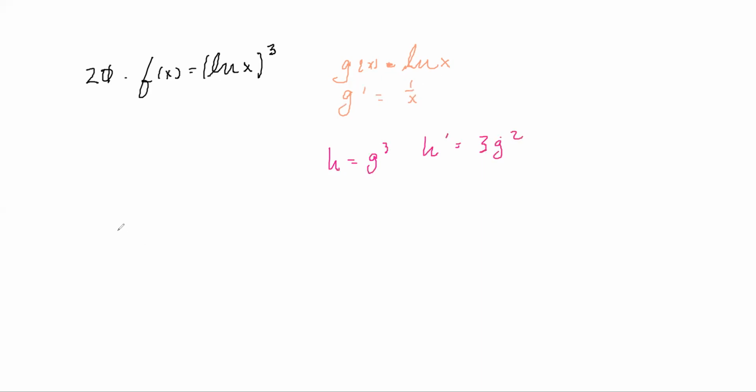So we put it together. We say that this is 3g squared, where g is equal to ln x, times 1 over x. So my final answer looks like this: 3 ln x squared over x.